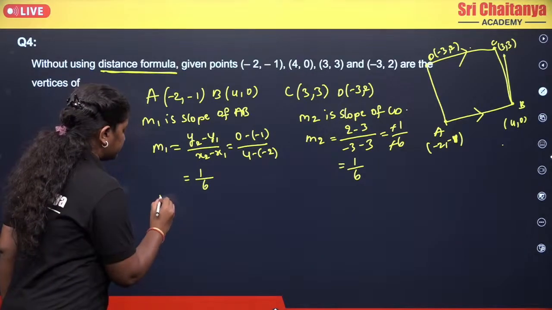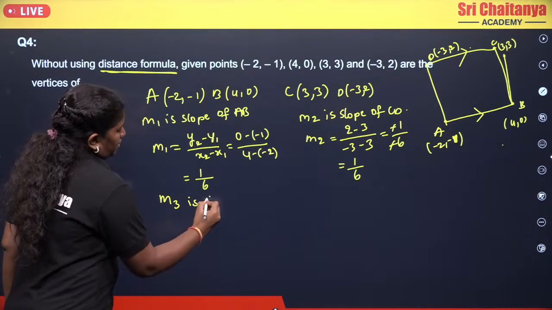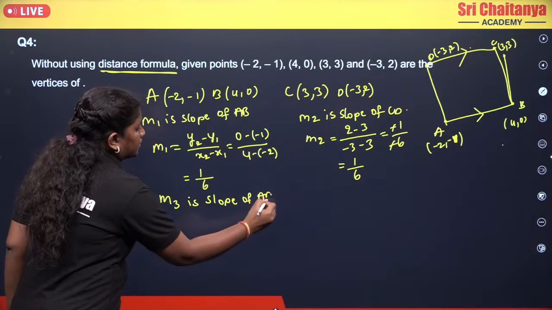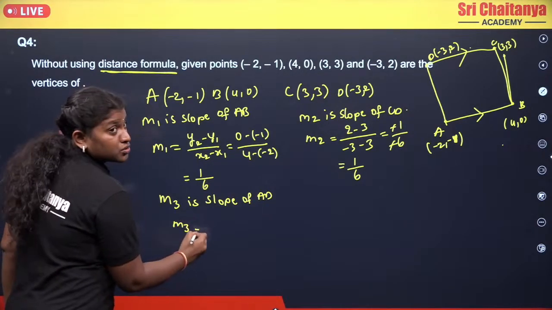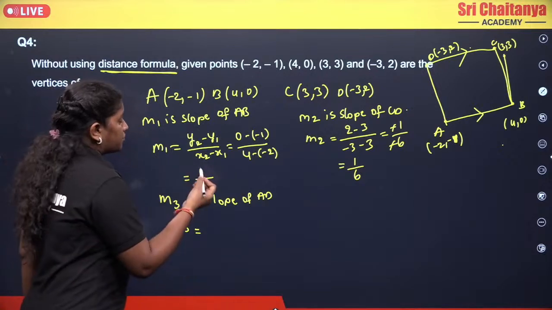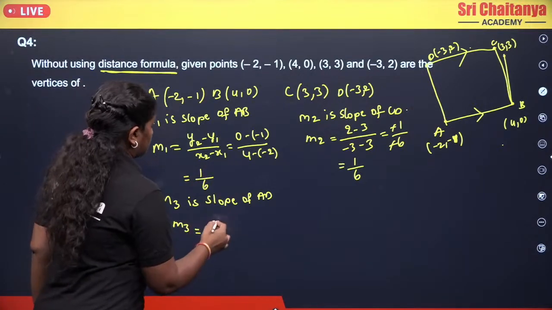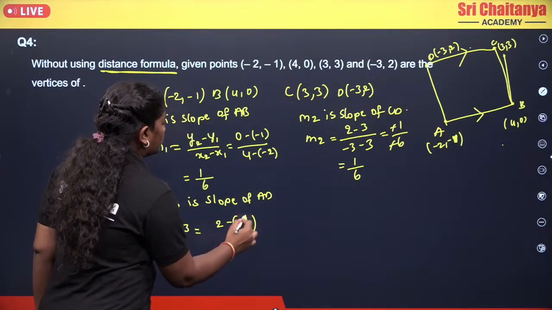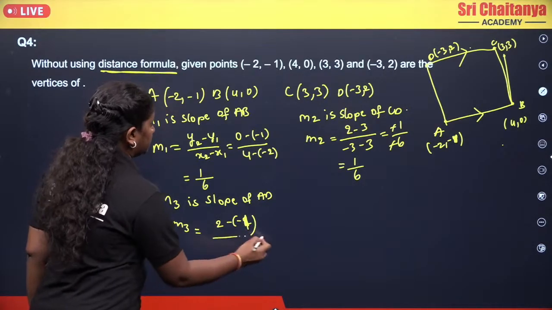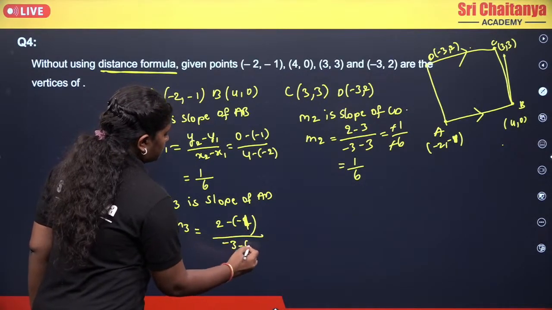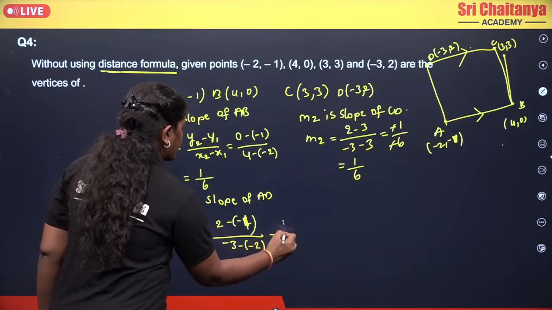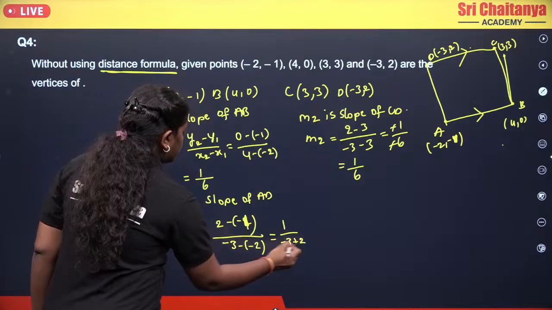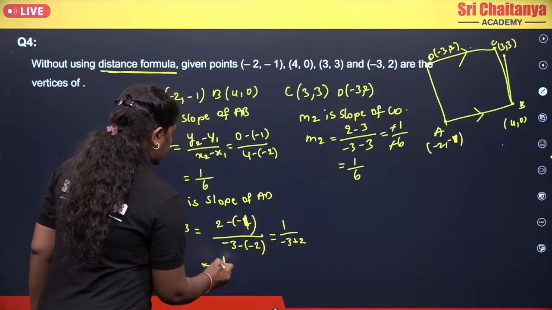Now M3 will be the slope of AD. So M3 will be equal to 2 minus of minus 2... actually 2 minus of minus 1 by minus 3 minus of minus 2, that becomes 1 by minus 3 plus 2, so it becomes minus 1.